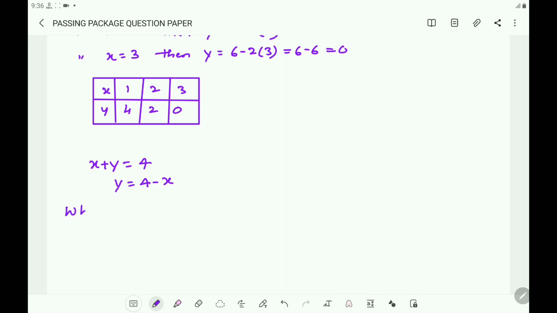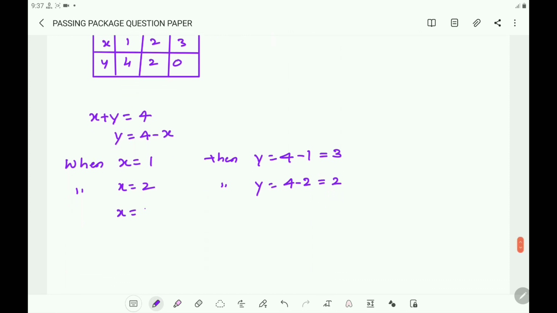Then you write when x equals 1, then y equals 4 minus 1. In the place of x you write 1. So it becomes 4 minus 1, that is equal to 3. Then you take when x equals 2, then y equals 4 minus 2. In the place of x you write 2. So it becomes 4 minus 2, 2. Then you take x equals 3, y equals 4 minus 3, which is equal to 1.